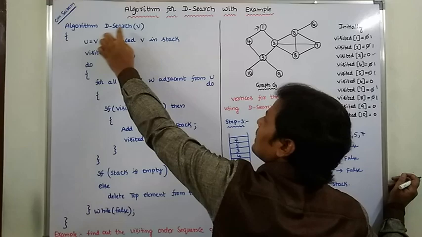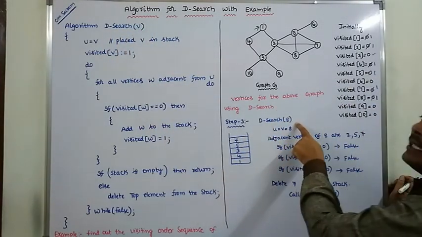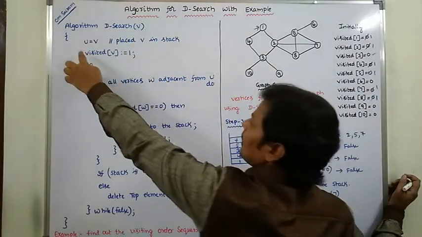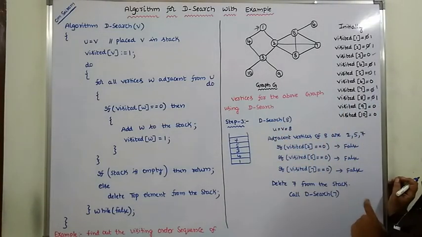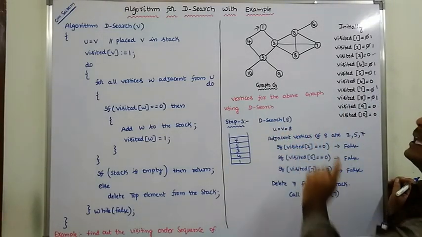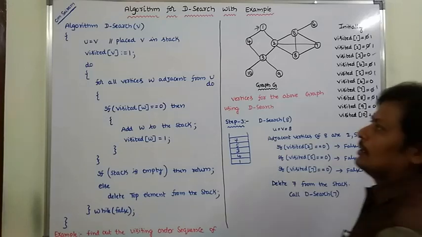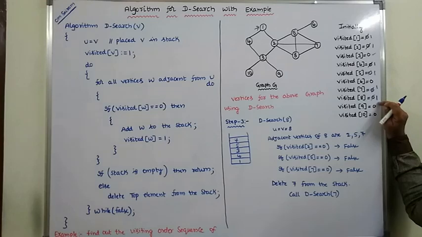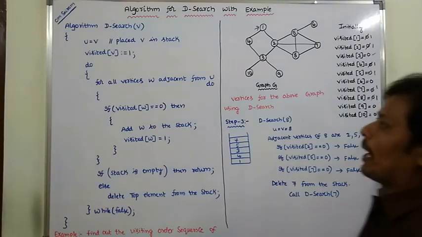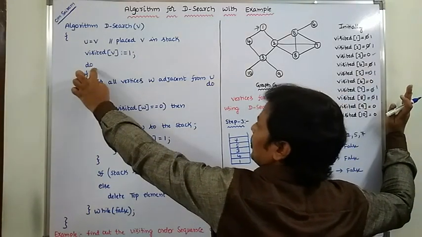So algorithm dsearch of V is nothing but 8. Brace begin. U is equal to V. V can be assigned to U. So now U is equal to V is equal to 8. So next, visited of 8 is equal to 1. Already visited of 8 is equal to 1, there is no problem.